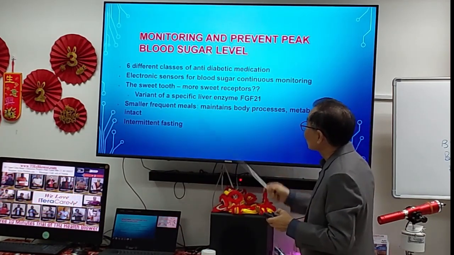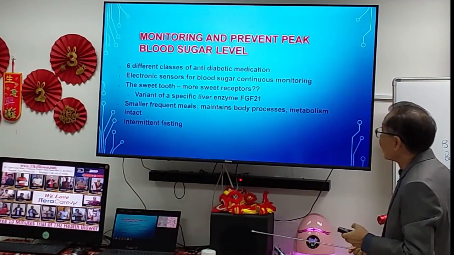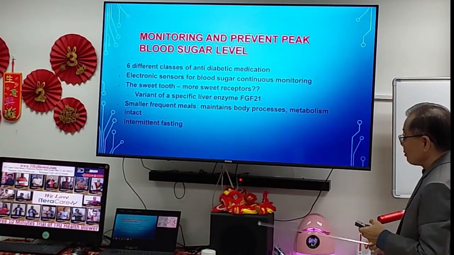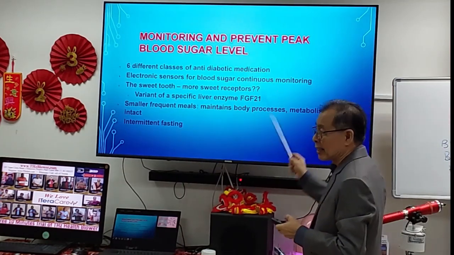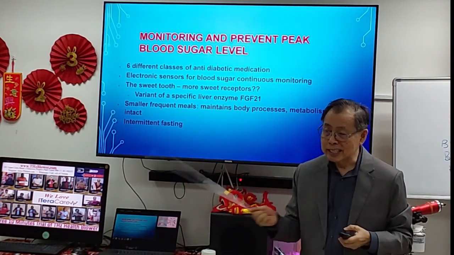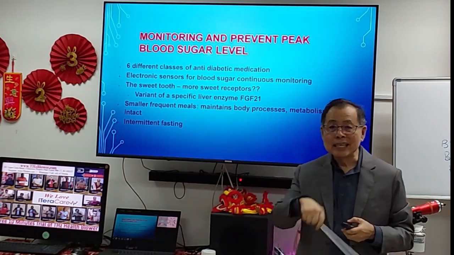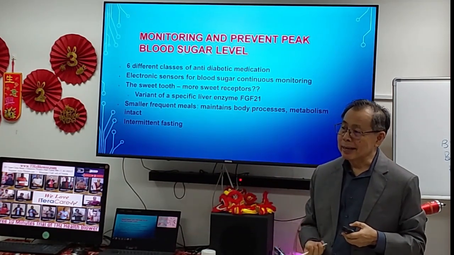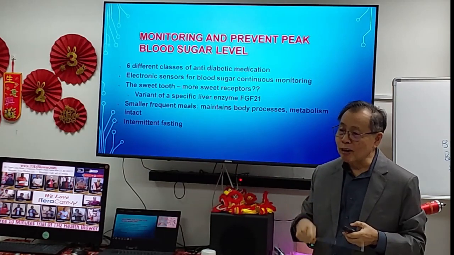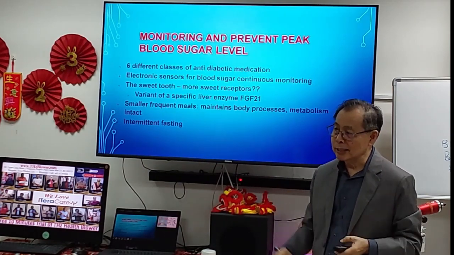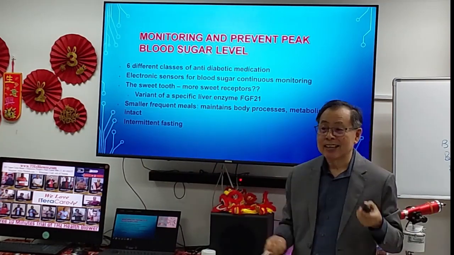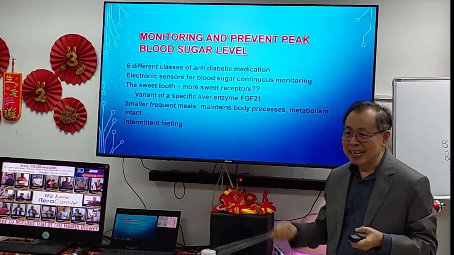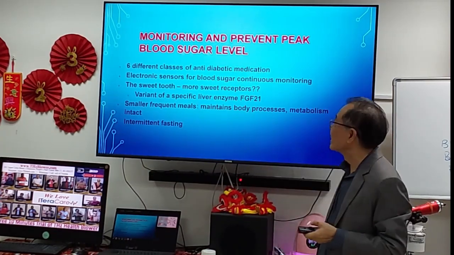Preventing high blood sugar levels. If you are diabetic, I strongly recommend you take medication. Because nowadays there are many different kinds of anti-diabetic medication. If you want to count all the various medications available, somebody said it's probably like 60. Well, I didn't know there were so many. But at least there are 6 different classes.